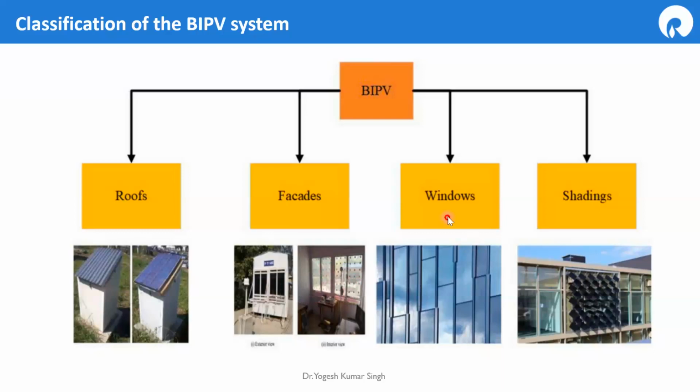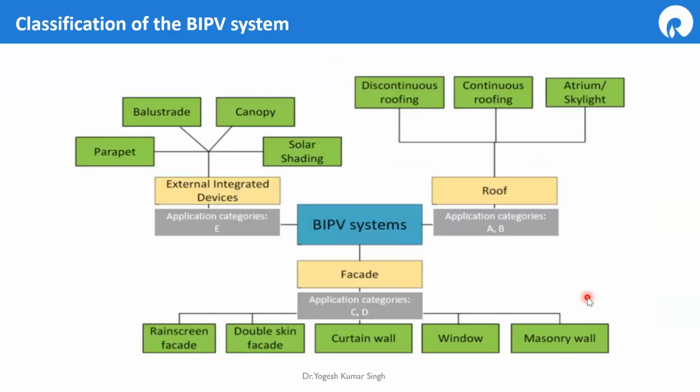So you can also use it in the BIPV system. Then the window. So this is the window, and with the help of that, you can also use it in the BIPV system and the setting. Some parts we have used for the shading analysis. So that particular shading will be utilized from the system. So this is the classification.